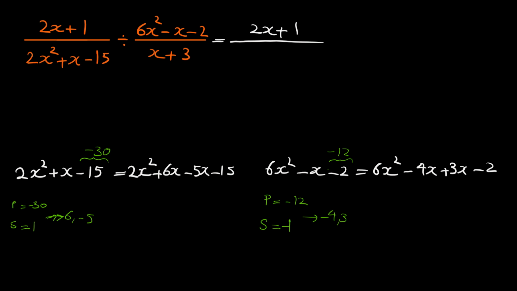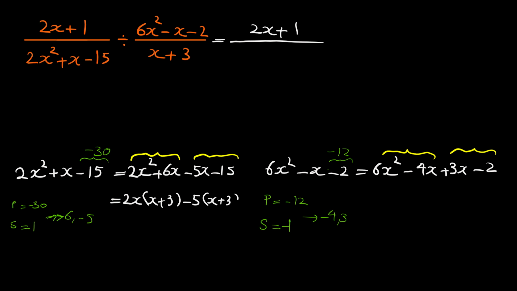Now what do we have to do after that? After that, we consider these two and these two as groups, and we try to factor out the common factor. What is the common factor between 2x to the 2 and 6x? 2x. Then we have x plus 3. What is the common factor between negative 5x and minus 15? Negative 5. And then we have x plus 3.